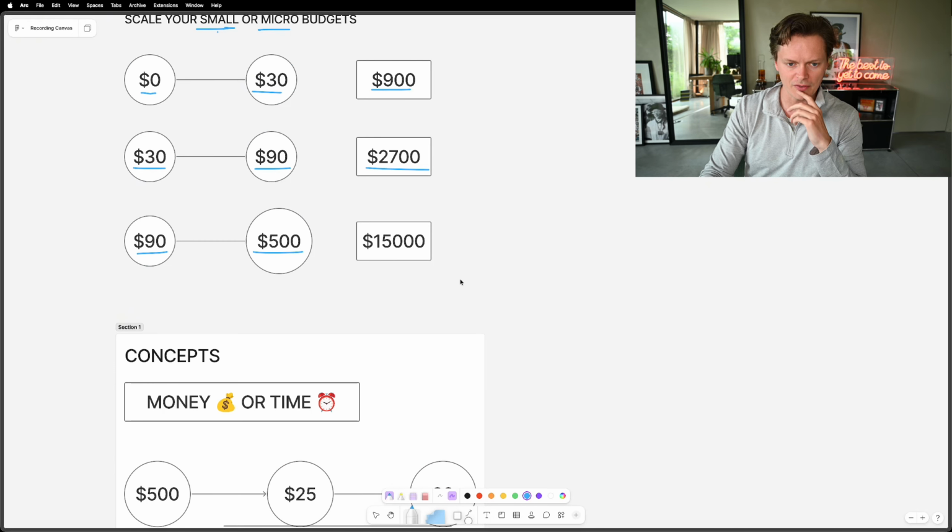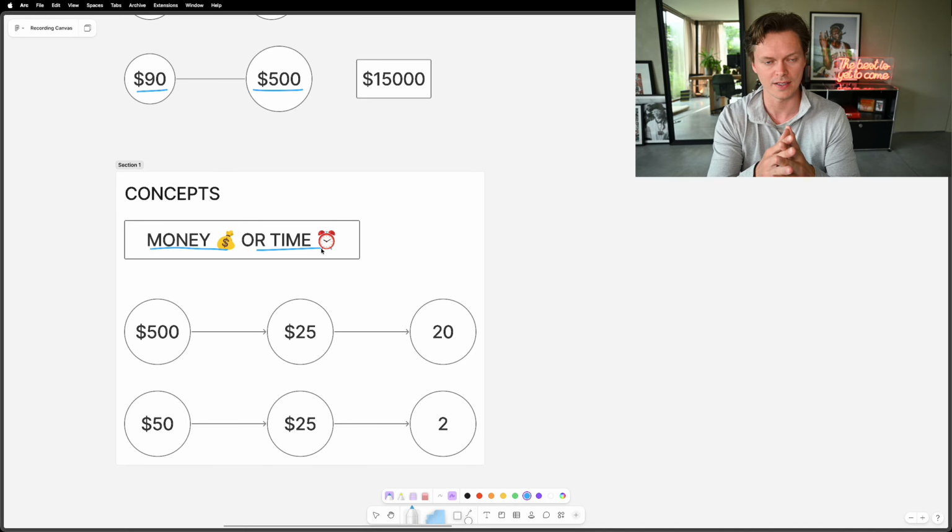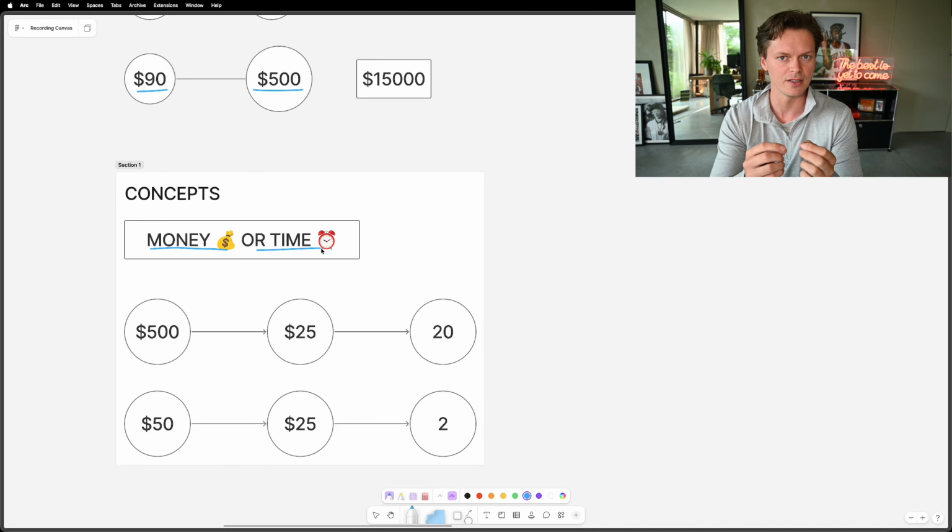So there's a couple of different concepts that I wanted to go through first before diving into specifics. One of the concepts is money or time. You can fix either one with the other. If you don't have time, you're going to need a lot of money. If you don't have money, you're going to need a lot of time. That's a very important concept that I always explain to the customer.